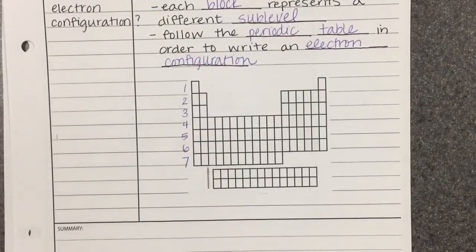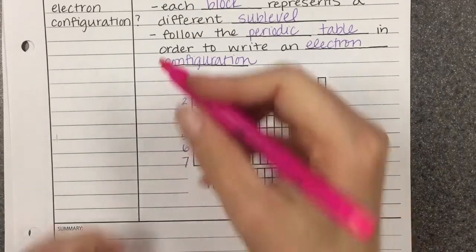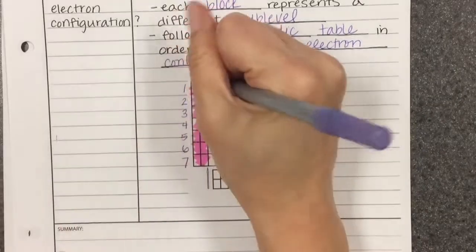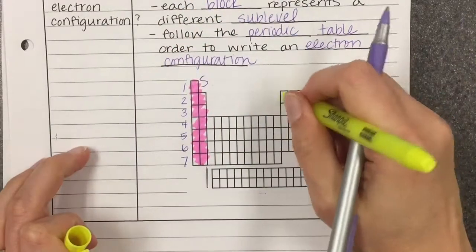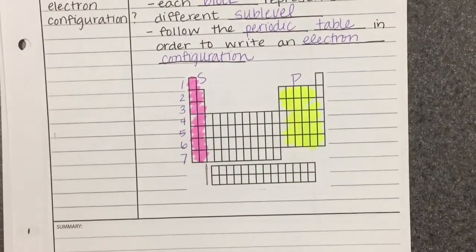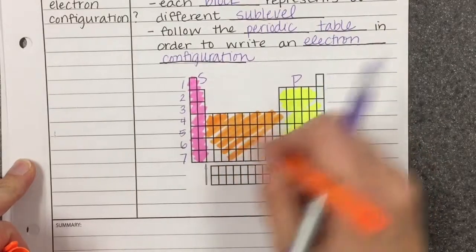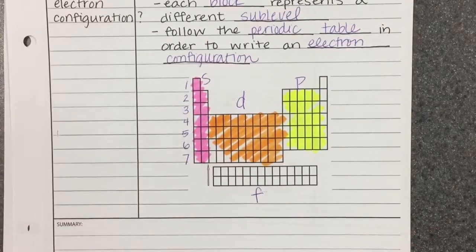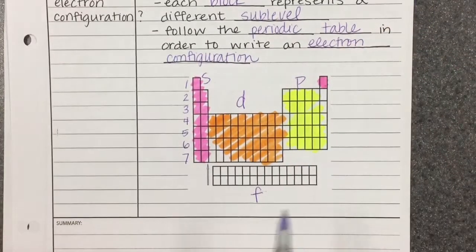So just like I was saying before, each period represents a different energy level, but each block, this is called the s block, this is called the p block, this is the d block, and this is the f block down here. And actually this one would be part of the s block. This should help you write your electron configuration.